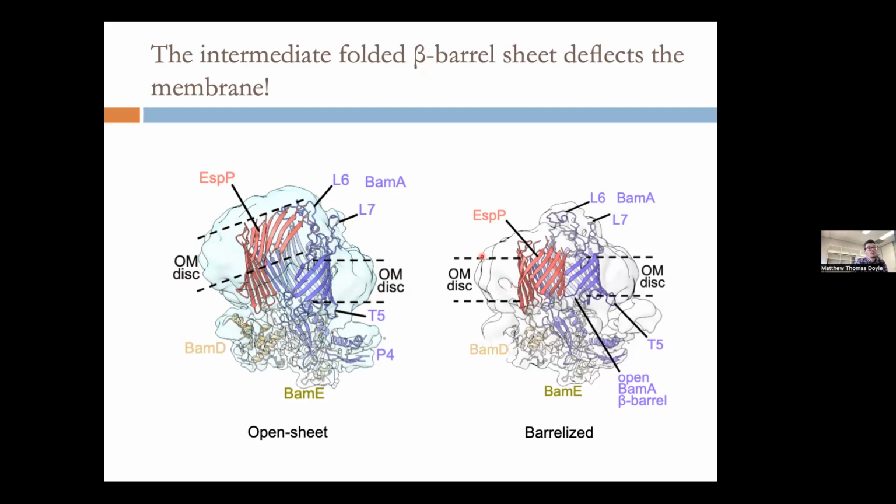And so if you compare this against what we think is the later stage of barrel folding, that discrepancy in membrane deflection disappears. And so it's a disc like you would expect, all right? The lipids surrounding it in plane. What the hell is going on? All right, what the hell is going on?